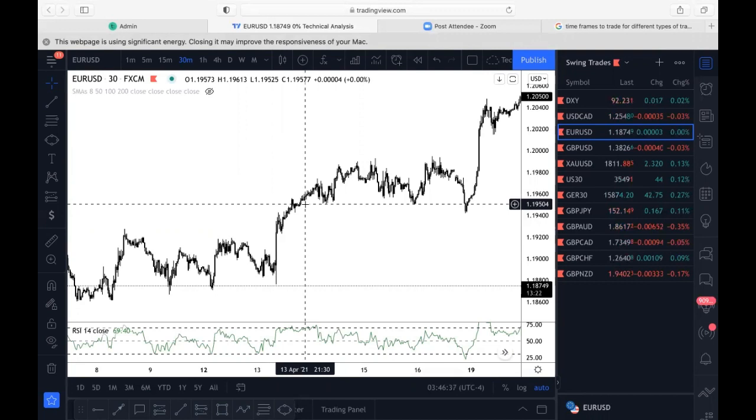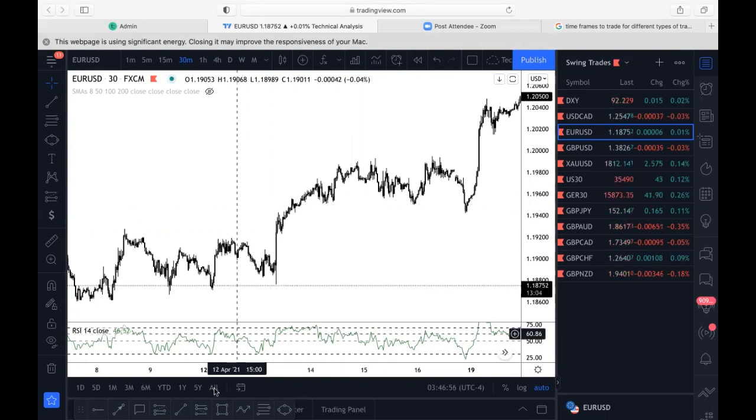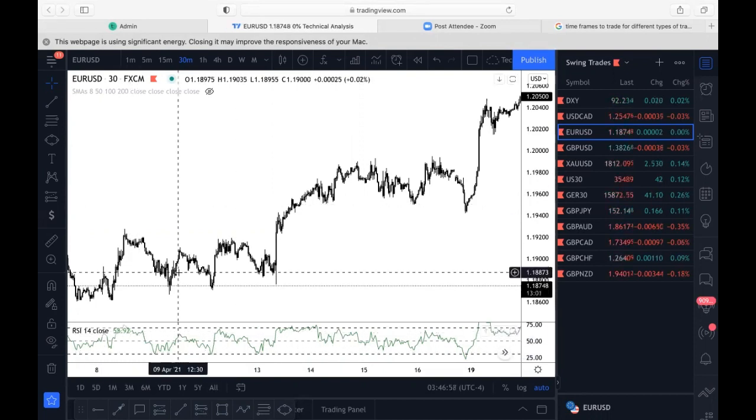Vice versa for a sell. If the higher time frame is showing me sells, I'm looking for the lower time frame to show me sells as well. So I'm waiting for a break and retest, and then I enter for the sell. So that's all it is. It's fairly simple. Just takes practice and chart time.